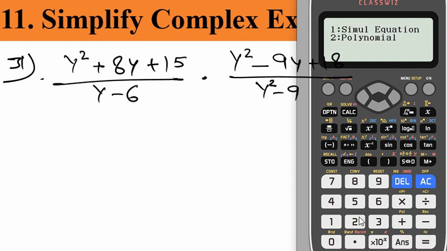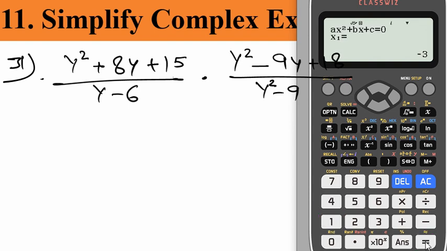Okay, now polynomial equation, degree 2. ax square plus bx plus c. Now this is x square plus bx plus c, so basically a quadratic equation. We will only look for the coefficients. Here y square, the coefficient is 1, so 1 equal. B is 8, 8 equal. C is 15, 15 equal, and press equal.